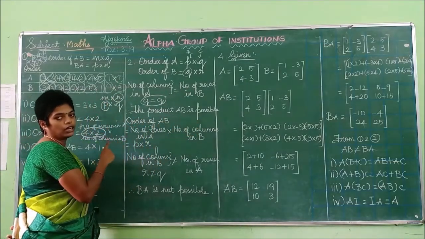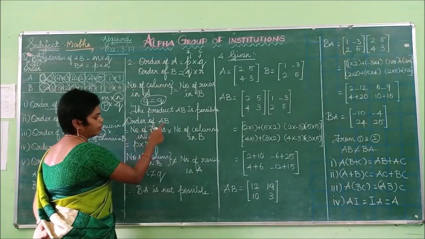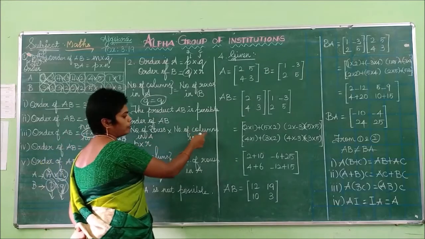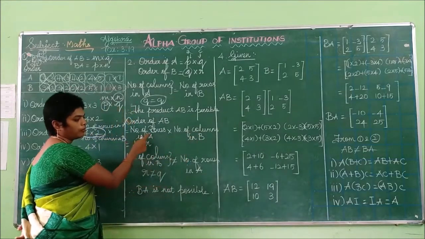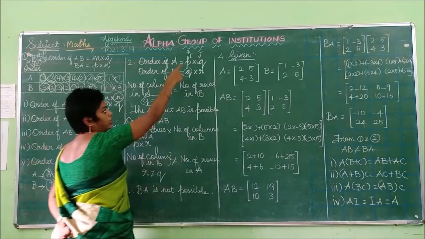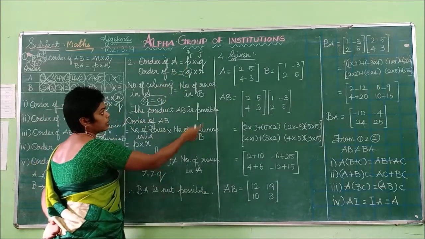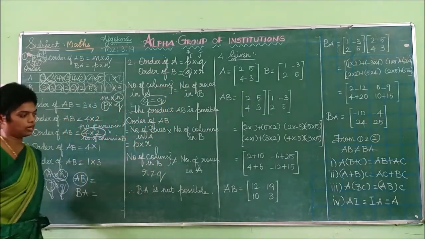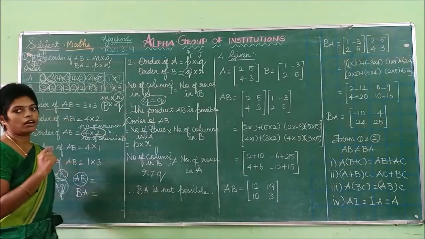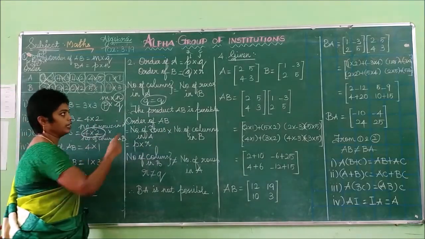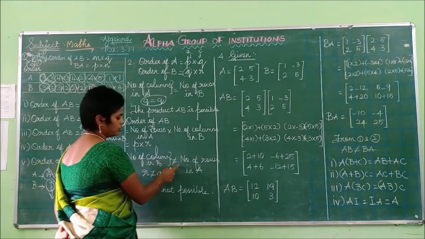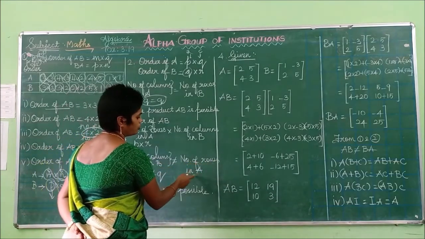Then you have to find the order of AB. Order of AB is number of rows in A into number of columns in B. So number of rows in A is what? Here row is P, in column the value is R. So our product is P cross R. Then you have to find order of BA also. So first check the condition. Number of columns in B which is equal to number of rows in A.